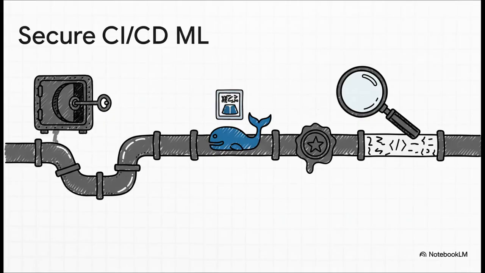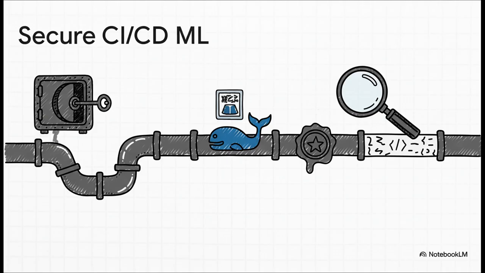Now, let's talk about your CI/CD pipeline. This is the superhighway that gets your models into production. And if that highway is insecure, you're just automating your own vulnerabilities. So rule number one, and please listen to me on this one, never, ever hard code secrets like API keys or passwords in your code. Use a proper secrets manager every time.